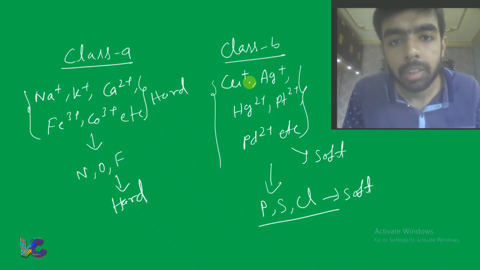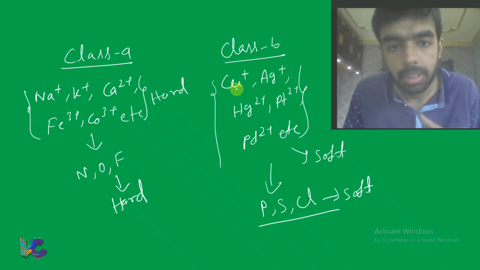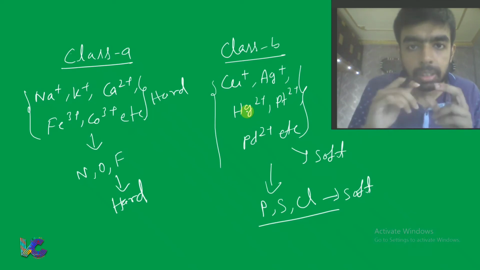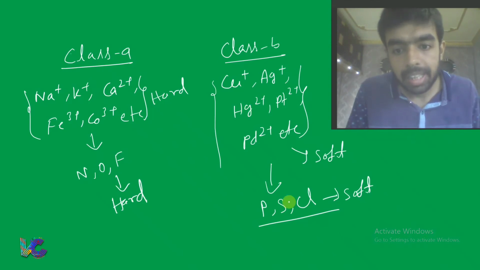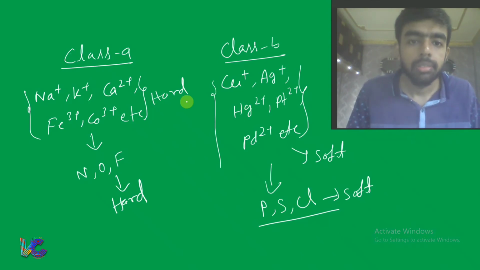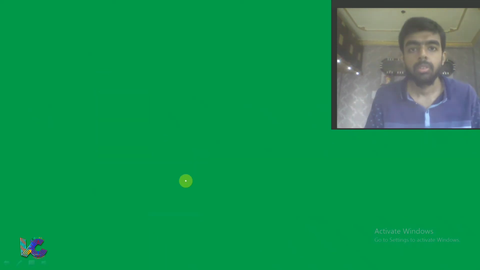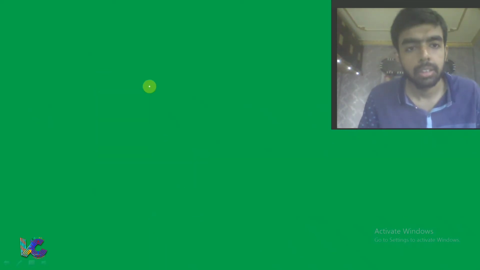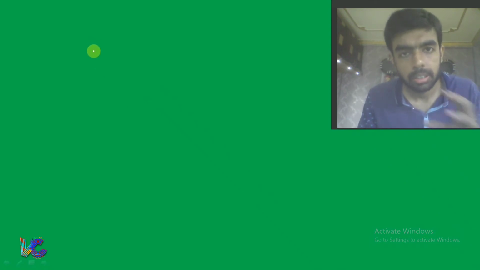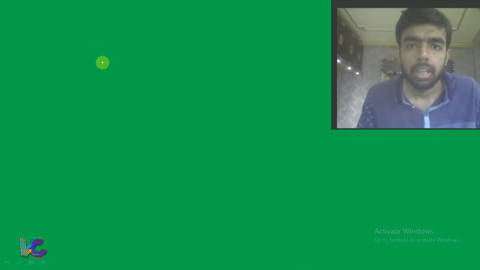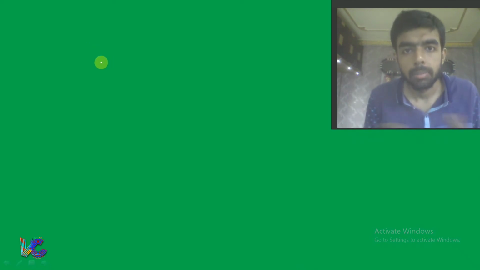Now under class B, you have metals like Cu plus, Ag plus, Ag2 plus, Pt2 plus. These are soft metals. According to the HSAB principle, these soft metals will prefer to combine with soft ligand, meaning the ligand which consists of P, S or Cl atoms. So this hard soft acid base principle is largely based on observation. That means it's an empirical rule.